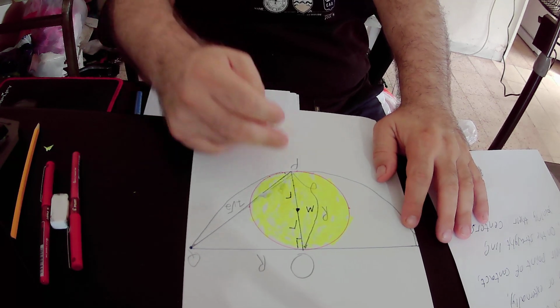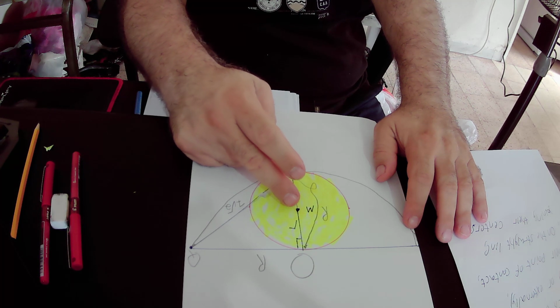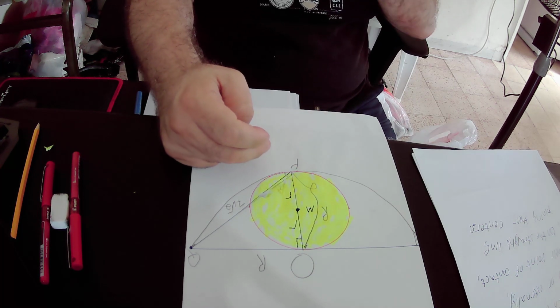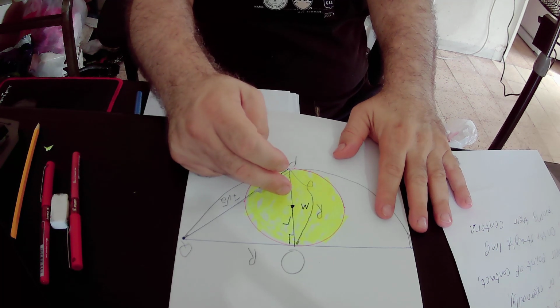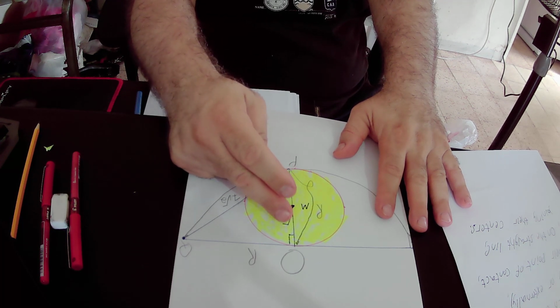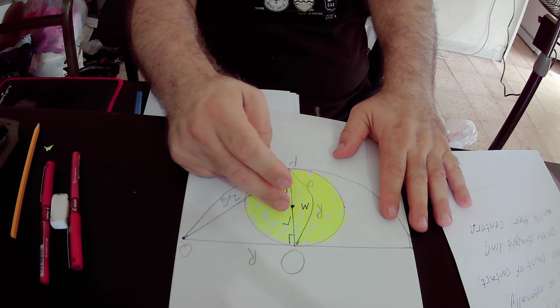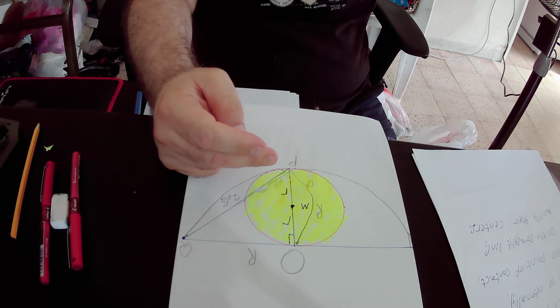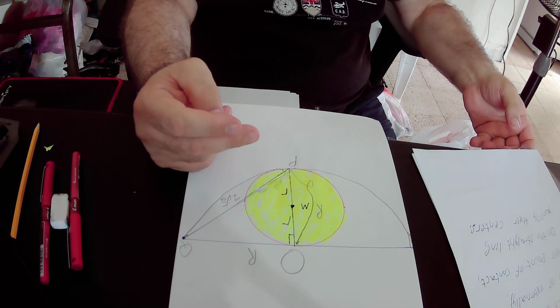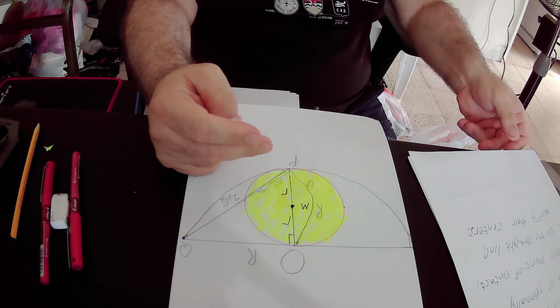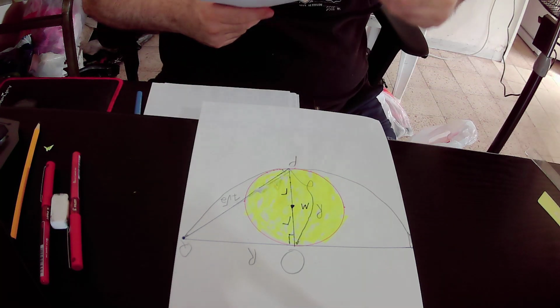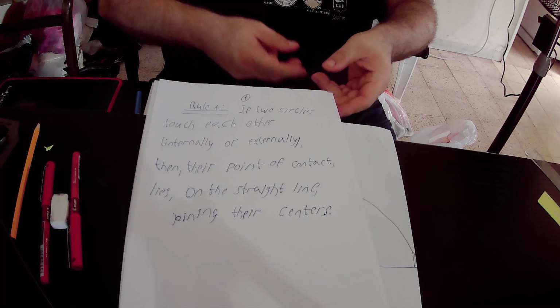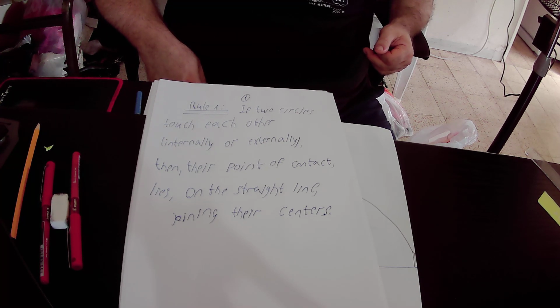So we actually defined point M as the center of the yellow circle, and we connected points M and O together by a straight line. That straight line is the radius of the yellow circle, and we actually have rule number 1 that states that if two circles touch each other internally or externally, then their point of contact lies on the straight line joining their centers.